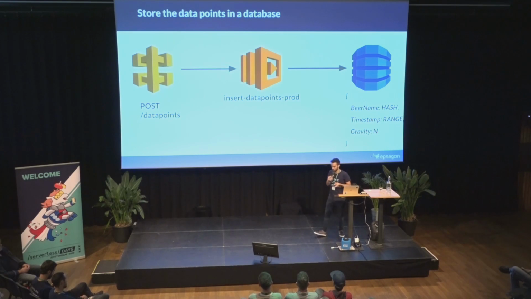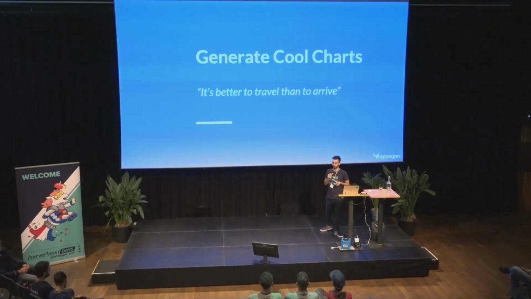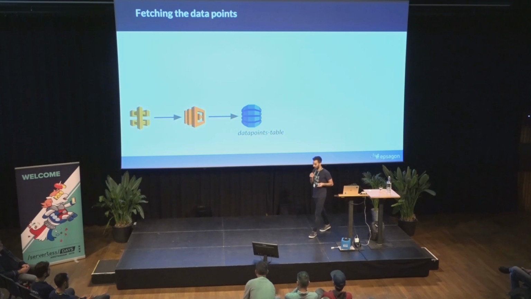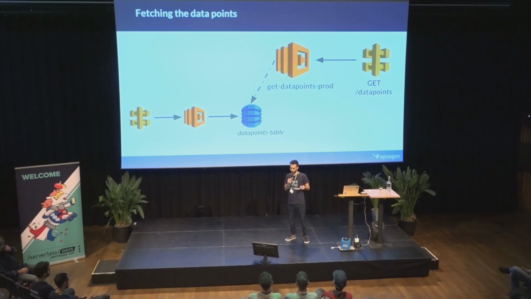So the next thing you want to do is to be able to view that and see charts or be able to access it anytime as it happens. So let's take a look again at our architecture. We have something writing to the database. Now we also need something reading from the database. So obviously it's going to be another Lambda with another API Gateway that is trying to query the database.